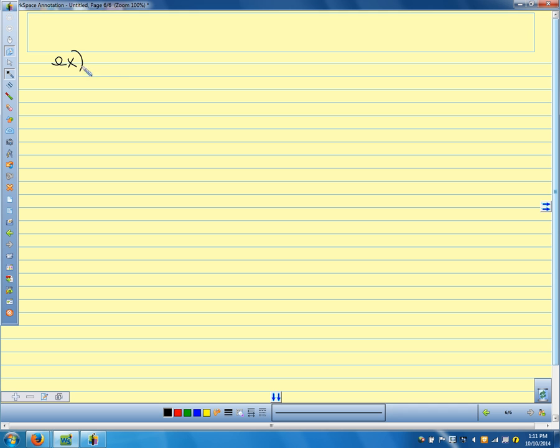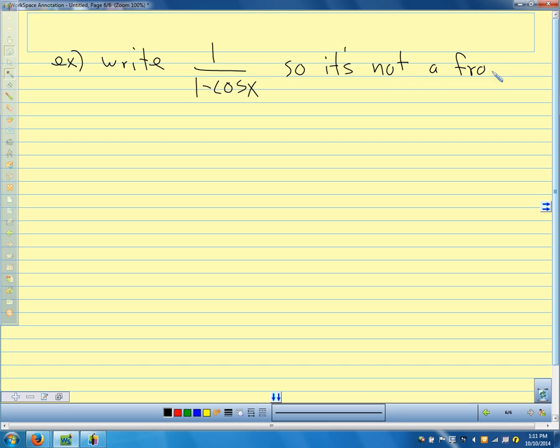I want to write 1 over 1 minus cosine x. So it's not a fraction. This one, you'll just have to remember. You have to remember that this is how you do this kind of problem. It's like multiplying by the conjugate. So I'm going to take 1 over 1 minus cosine x and multiply by 1 plus cosine x over 1 plus cosine x. So you just have to remember that that's how you do these sometimes.